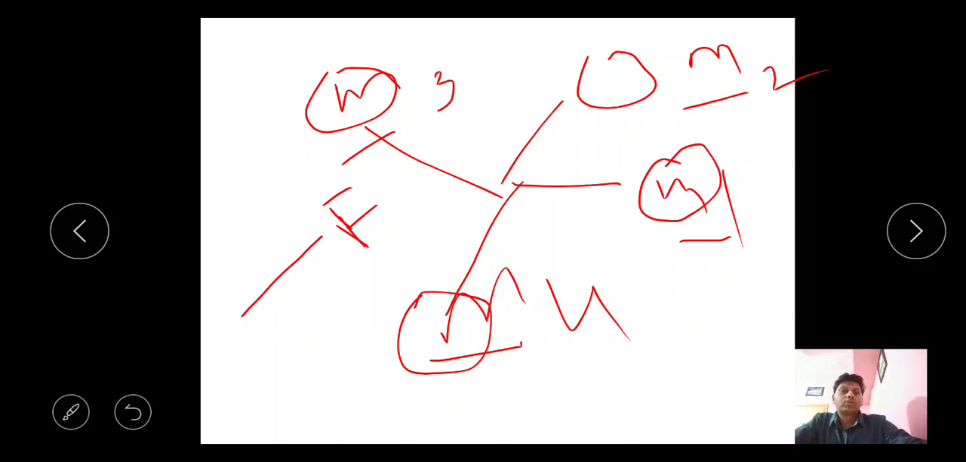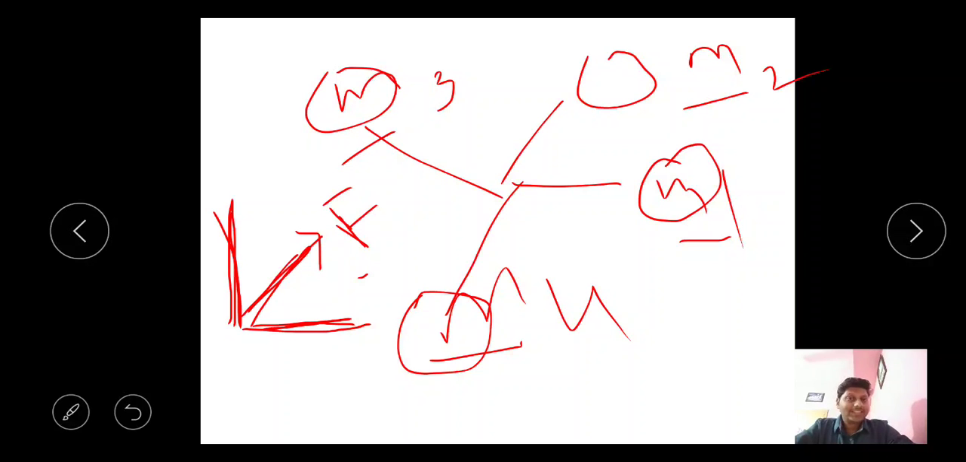Suppose the force is acting like this. Then what is the horizontal component? This is called horizontal and this is called vertical. This is the vertical side and this is the horizontal. Suppose F is in this direction.